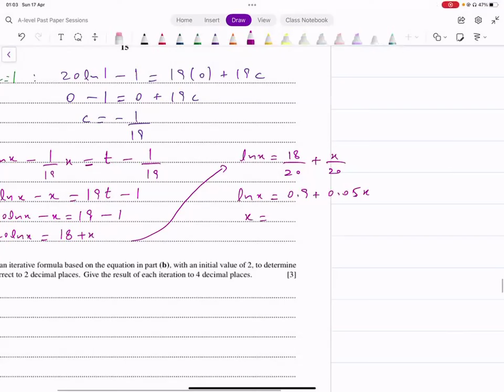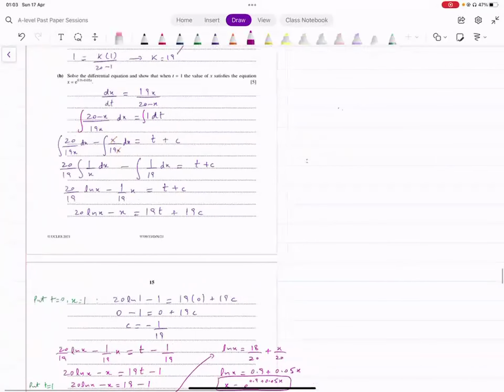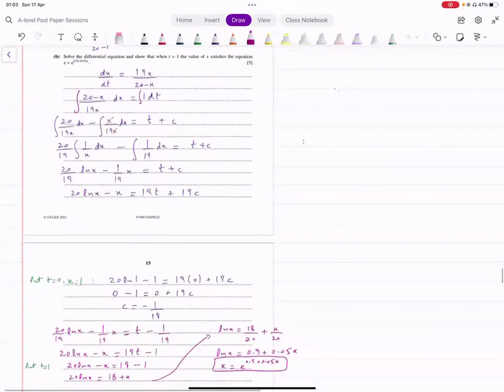So x equals e power 0.9 plus 0.05x. आप ये जो e base थी उसको दूसरी साइड पे ले गए, उसकी base बन गई, and you get that result जो आपने prove करना था. Okay, so that's what we could do here. That's slightly quicker. Leave what as C? Yes, you can leave it as C. So I just left that as C eventually. So that's fine.